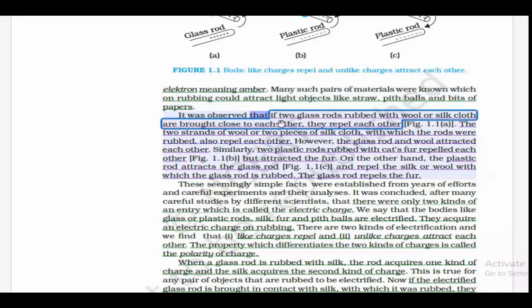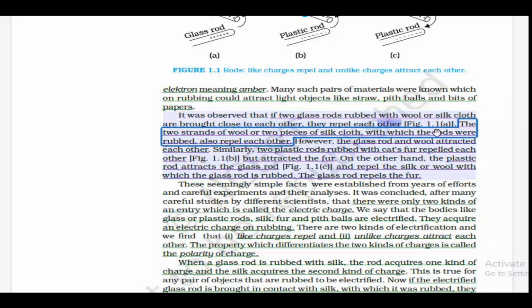It was observed that if two glass rods rubbed with wool or silk cloth are brought close to each other, they repel each other. Fig 1.1a. The two strands of wool or two pieces of silk cloth, with which the rods were rubbed, also repel each other. However, the glass rod and wool attracted each other.